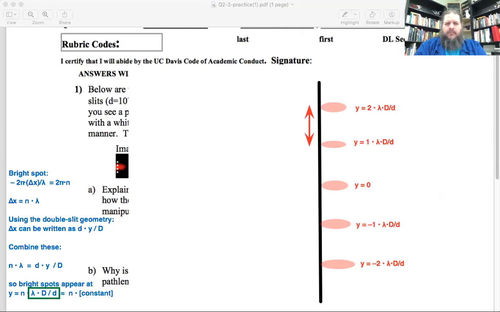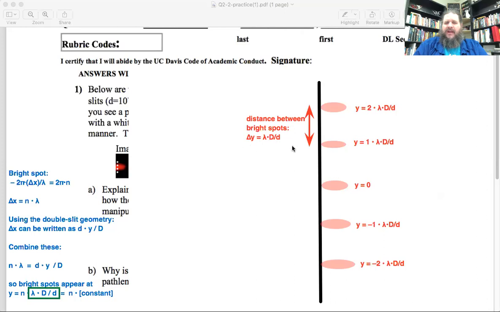Is it? Yeah, never mind. No, it makes sense because that's what y equals. So y would be n times lambda times big D over little d. The difference between these, though, the delta y from one bright spot to the next, would be lambda times big D over little d, from 1 to 2 or from 2 to 3 or whatever.